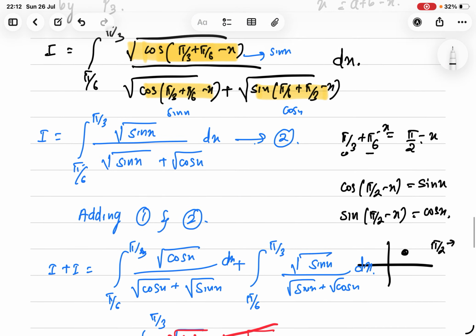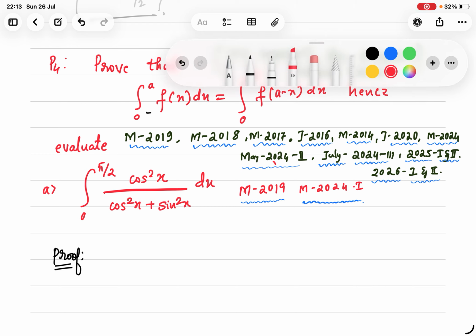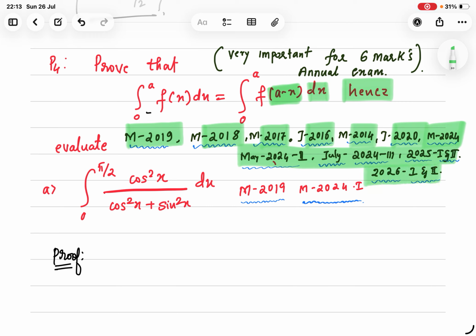So now in this class we are going to discuss a very important question, that is: prove that the integral from 0 to a of f of x with respect to x is equal to the integral from 0 to a of f of a minus x with respect to x. Hence evaluate examples. They ask this question every year. You can see here 2019, 18, 17, 16 and 14, 20, and so on. They are asking this question again and again. It is very important for 6 marks, and it is very easy also.